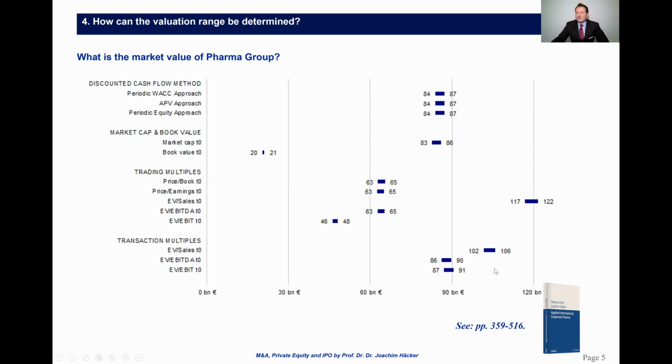That is a typical result because here we're having a price, and this is a value. Value plus premium is price. So therefore, we usually see the transaction multiples coming up with a higher result. Tick the box. Next one, DCF and market cap are pretty much the same.